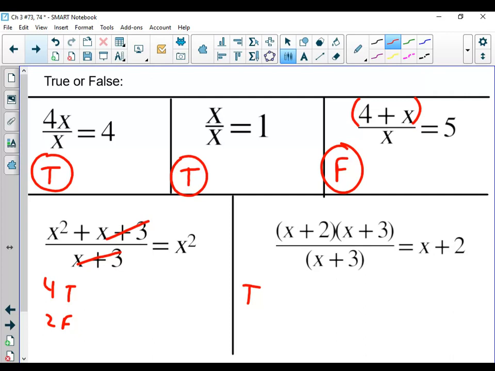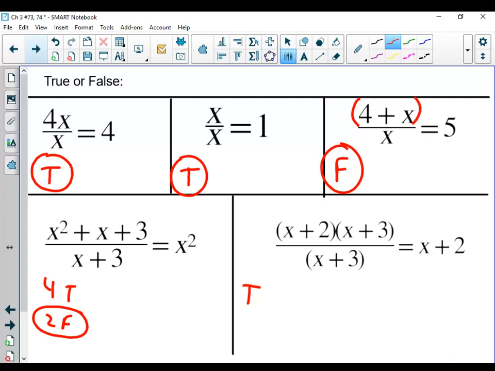Because it's added. Right, we've got addition going on here. So I can't just pick and choose what I want to have matched. Again, a good way of checking it is put a value in there. If I put 0 in, for instance, that would be 3 on top, that would be 3 on bottom. 3 over 3 is 1, but 0 squared would be 0. That wouldn't match. So those of you that said that was false were correct on that.